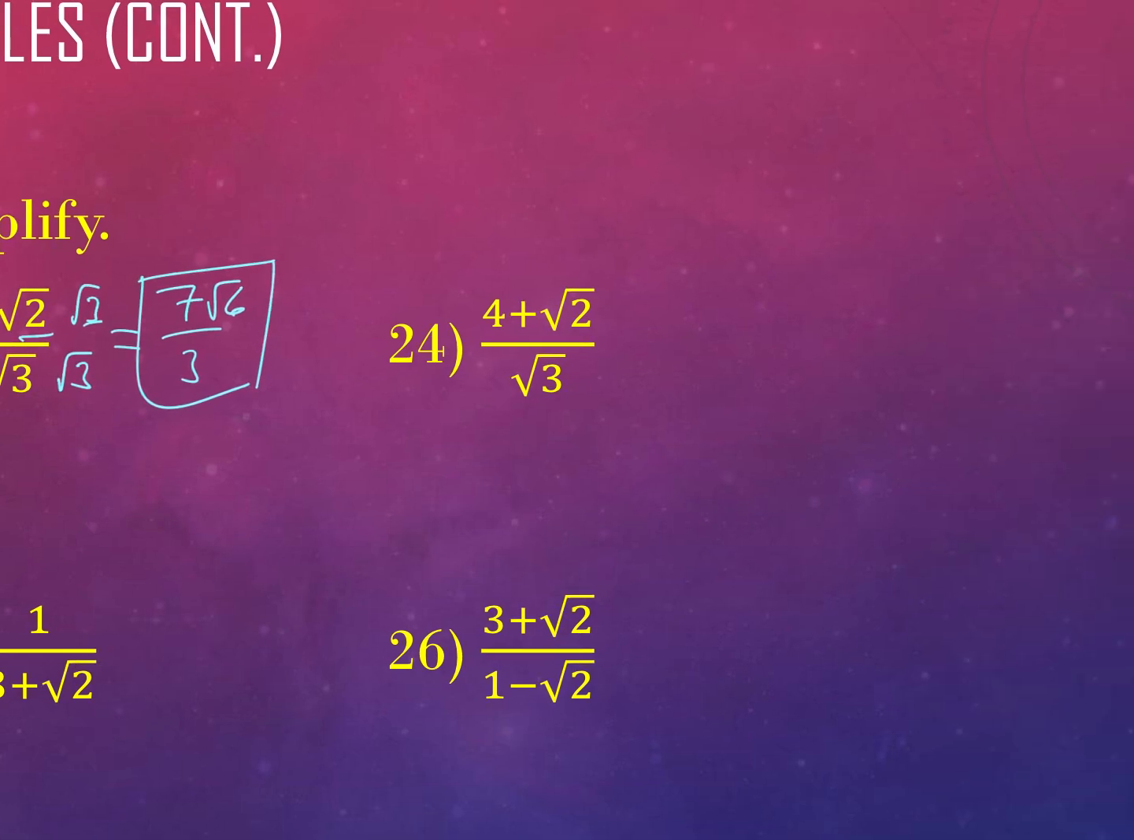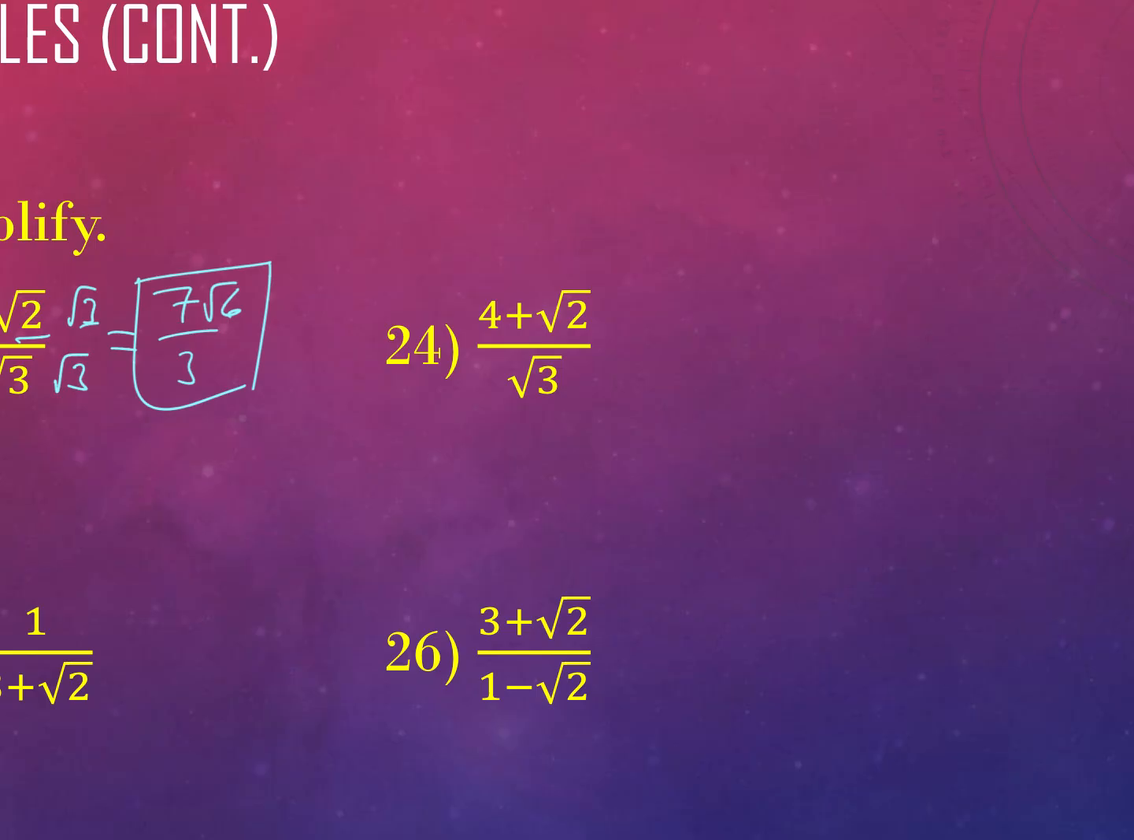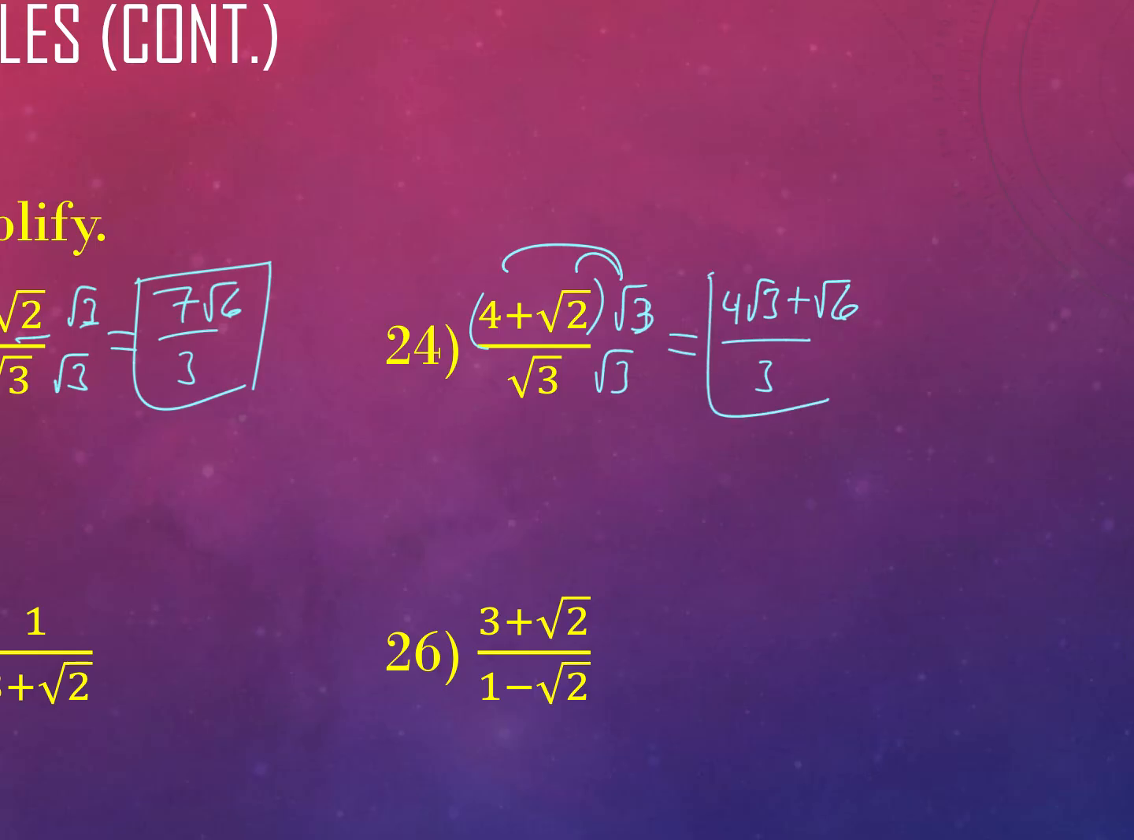Now, with 24, I can multiply the top and the bottom by the square root of 3 to get rid of that radical on the bottom. That's just going to become whole number 3. And then I can distribute that square root of 3 to everything. I get 4 square root of 3 plus the square root of 6. Nothing more you can do to that, so I leave it alone.